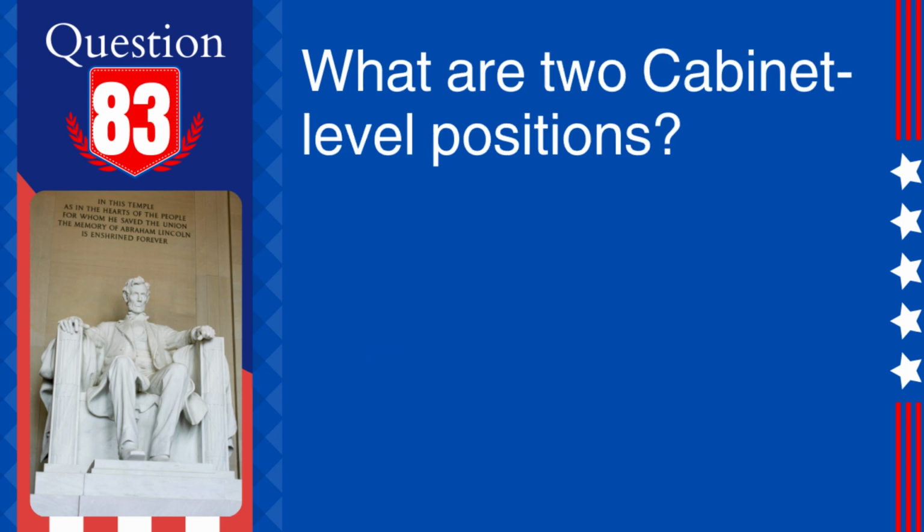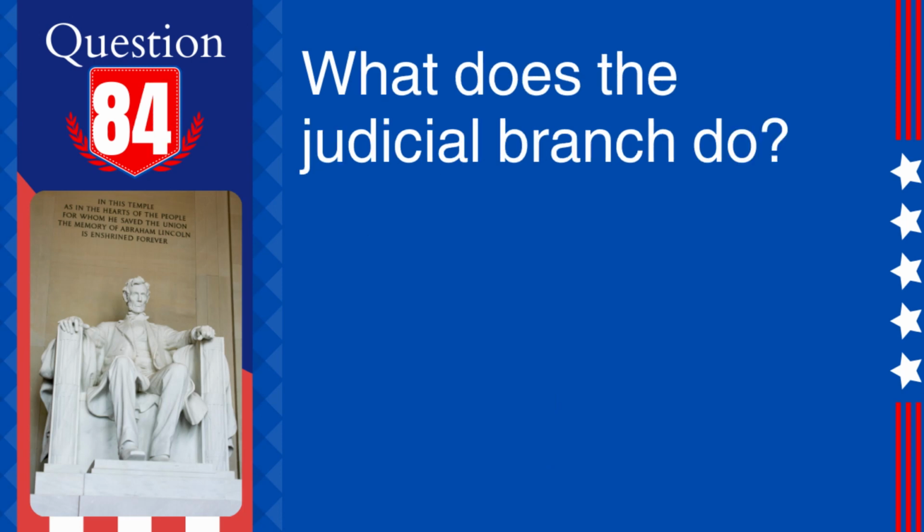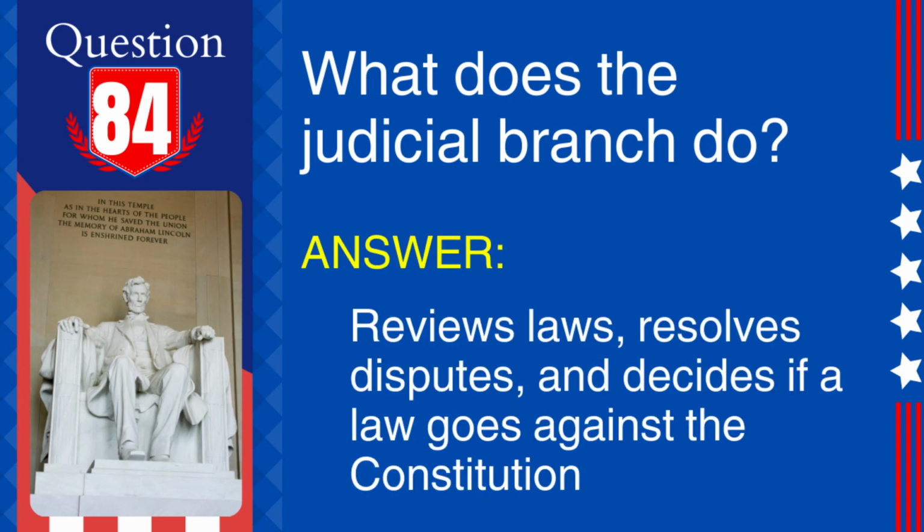83. Question: What are two cabinet-level positions? Answer: Secretary of State and Secretary of Defense. Explanation: The Secretary of State deals with foreign affairs, while the Secretary of Defense is responsible for military and defense matters. 84. Question: What does the judicial branch do? Answer: Reviews laws, resolves disputes, and decides if a law goes against the Constitution. Explanation: The judicial branch interprets the laws, ensuring they are applied fairly and are in line with the Constitution.